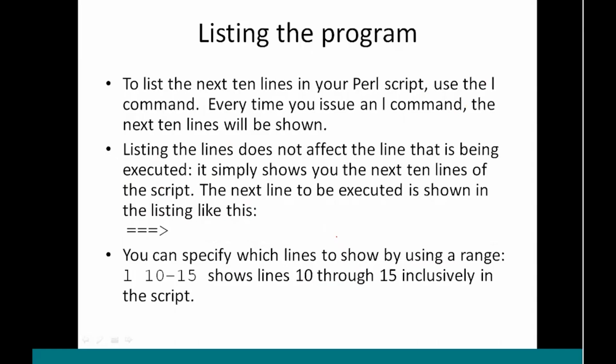To list the next 10 lines in the Perl script, use the l command. Every time you issue the l command, the next 10 lines will be shown. Listing the lines does not affect the line that is being executed. It simply shows you the next 10 lines of the script. The next line to be executed is shown with a number followed by an equals sign and a greater than sign.